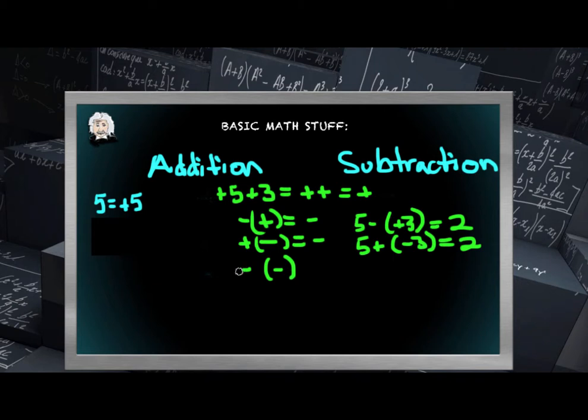In other words, you can think of subtraction as adding the opposite. Subtracting a negative is the same as adding. In this case, it would be 5 minus minus 3, which is the same as our first case of plus 5 plus 3. That would be 5 plus 3, and that equals 8. The two negatives become a positive.